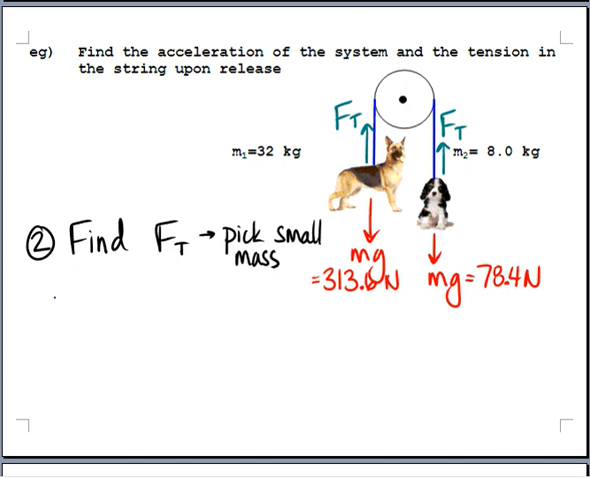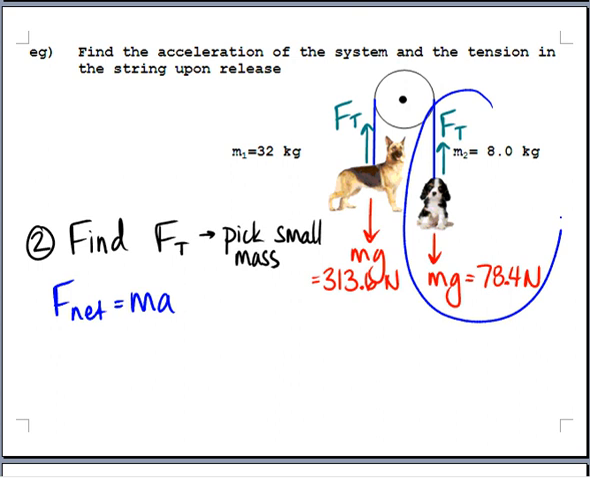So let's go back to F net equals ma. We are now looking at only the small mass, which is only the small dog. Remember, we already played this game. We said what's happening with the F net? Well, the little dog's going to accelerate upwards, so it's tension force fighting against the force of gravity equals, now don't use the combined mass of 40 kilograms anymore. We're just looking at the small dog. Number one mistake is probably that right there.